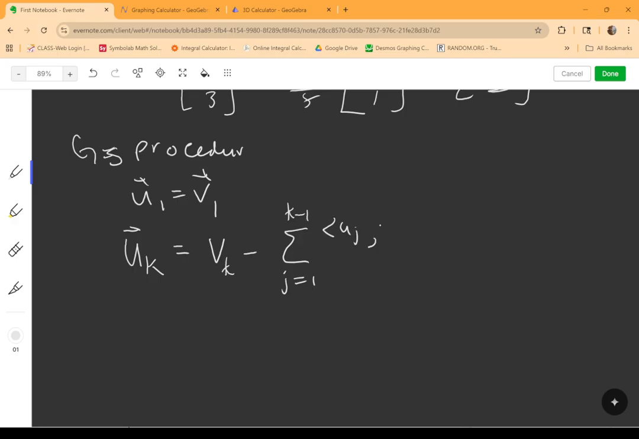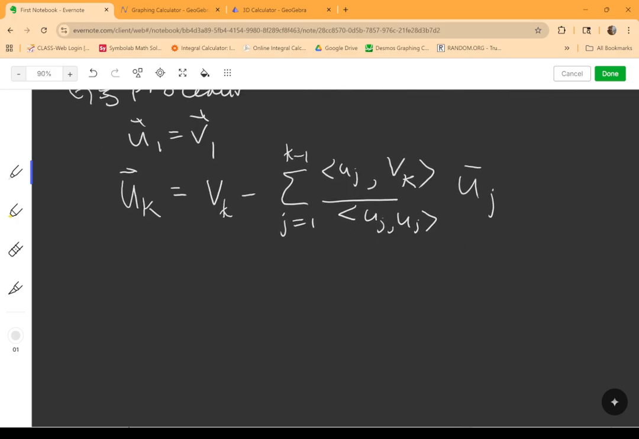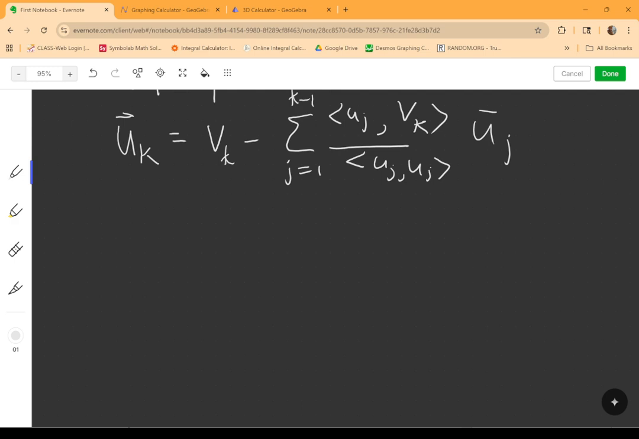Of the inner product of Uj and V sub k over the inner product of Uj with Uj, times Uj, which are all the previous ones. So if this is U2, then there's going to be only one term in this sum. If this is U3, there's going to be 2 terms in this sum that we're subtracting off. We're subtracting all the previous ones, all of the projections in that direction. Okay.